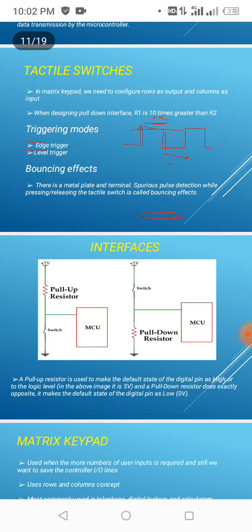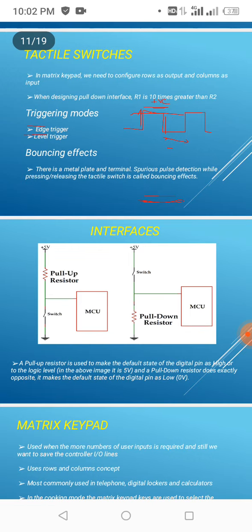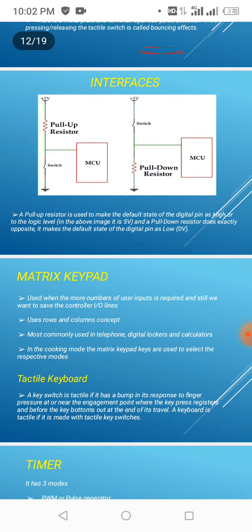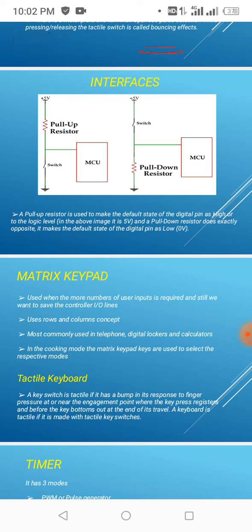Next, we see the interfaces. A pull-up resistor is used to make the default state of the digital pin high, at logic level. In the above image, it is 5 volts, and the pull-down resistor is exactly the opposite. It makes the default state of the digital pin low, 0 volts. Next, the matrix keypad, used when more inputs are required and we still want to save the controller input-output lines. It uses the rows and columns concept. It is mostly used in telephones, digital lockers, and calculators.